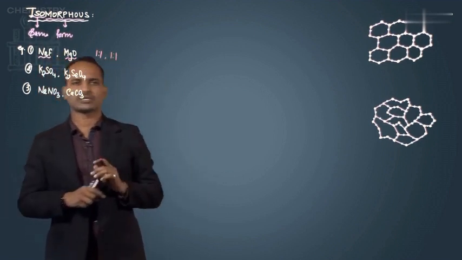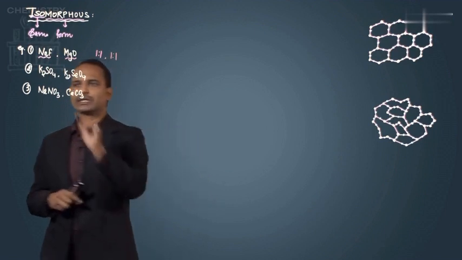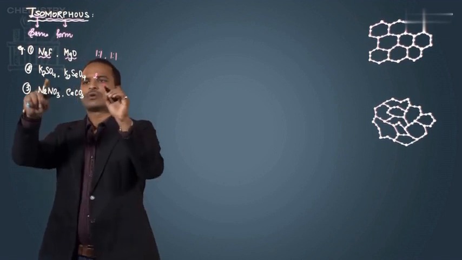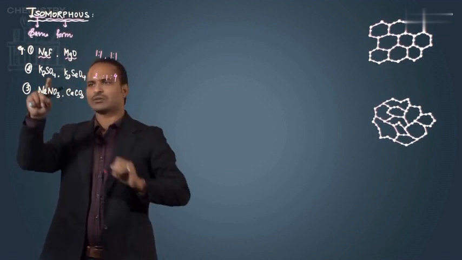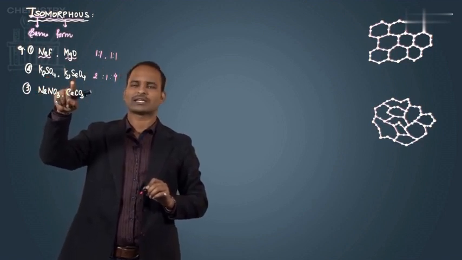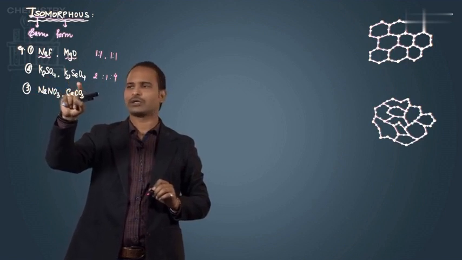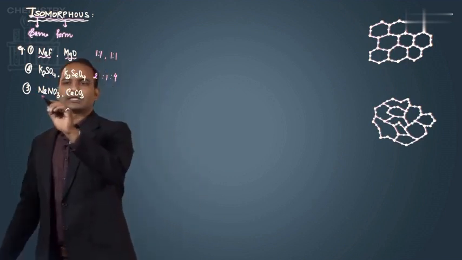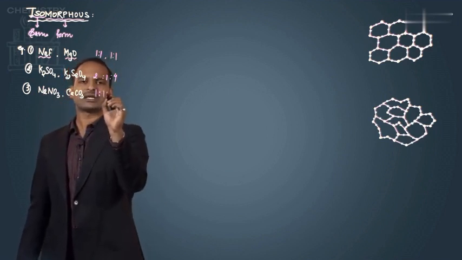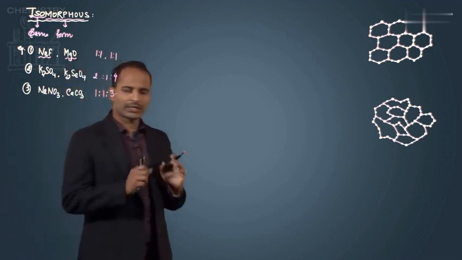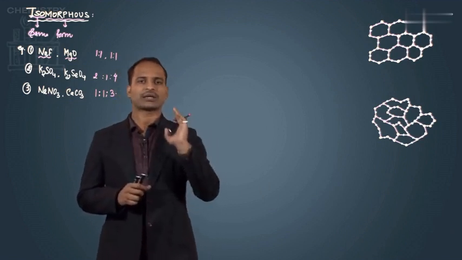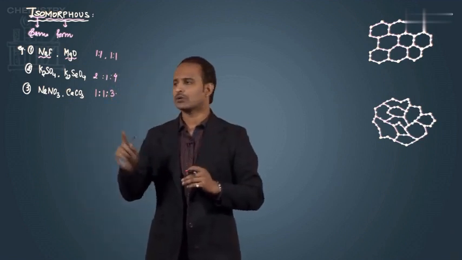Here we have two substances, potassium sulfate and potassium selenate. The ratio is 2 potassium, 1 sulfur and 4 oxygen, that is 2:1:4. The same ratio is present in potassium selenate, K2SeO4. In sodium nitrate and calcium carbonate, the ratio of the atoms is again the same, 1:1:3. So if two or more substances are isomorphous, then the ratio of the atoms in those compounds is also the same.